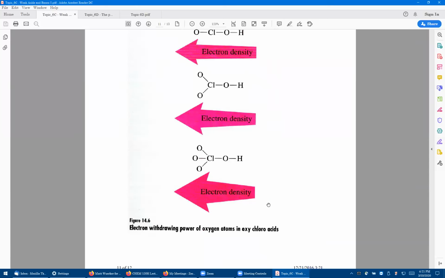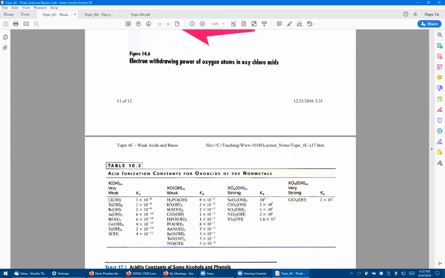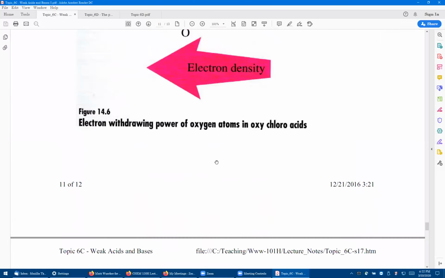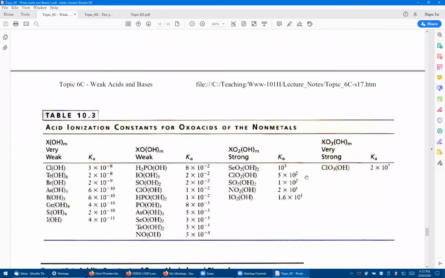So a way of looking at that, go down like this. This is, again, taken from another book. I'm going to blow this up a bit, like that, so we can see these numbers better. So if we start over here on the left side, the very weak, this is hypochlorous acid. It's the HClO that we just talked about. So there's no oxygen on the chlorine. There's just this OH group here. Ka is about 10 to the minus 8th.